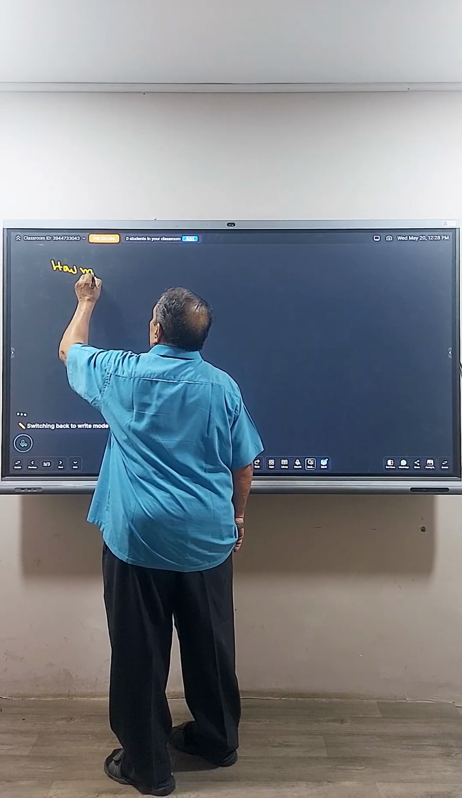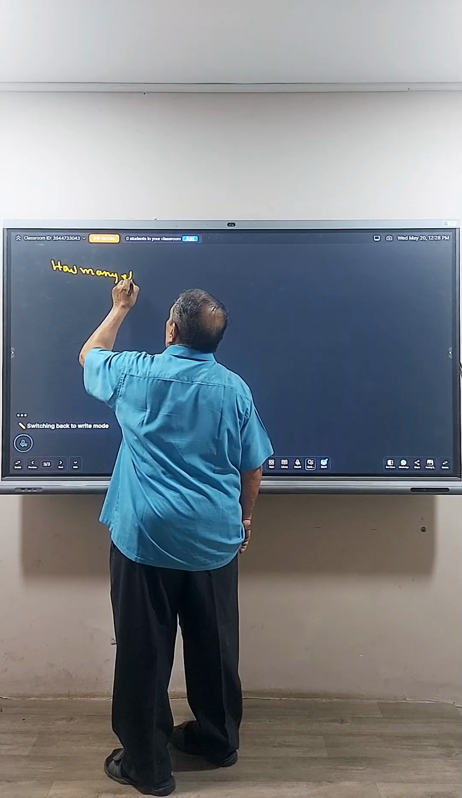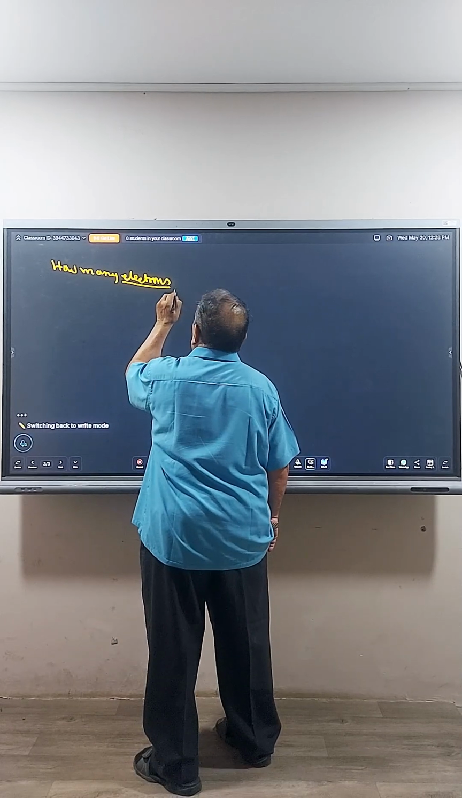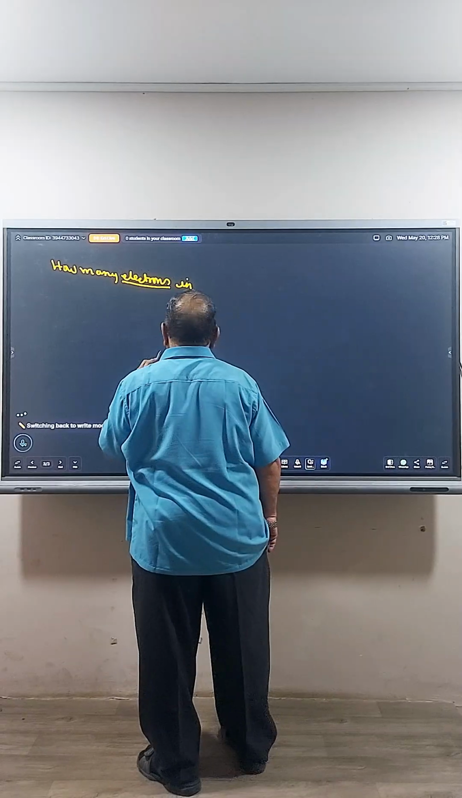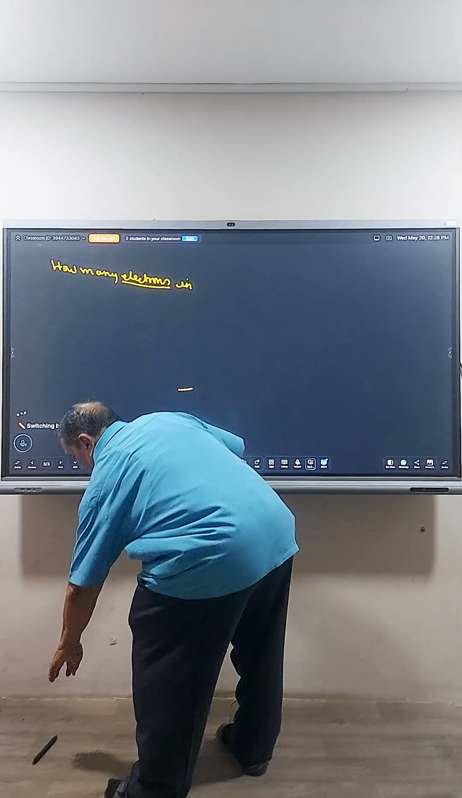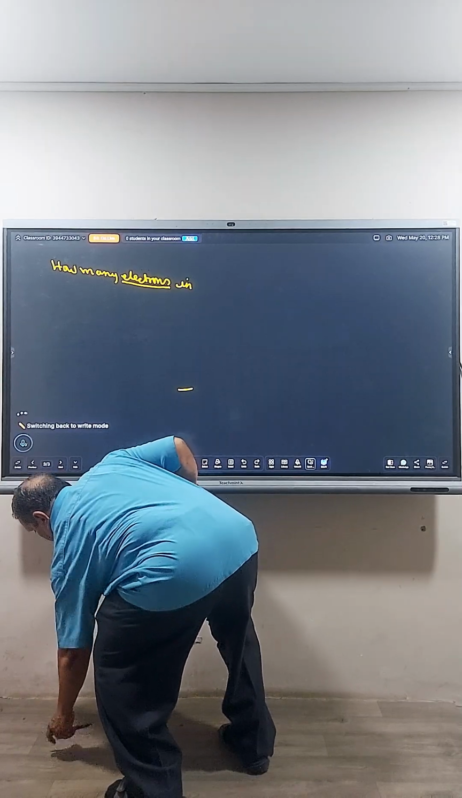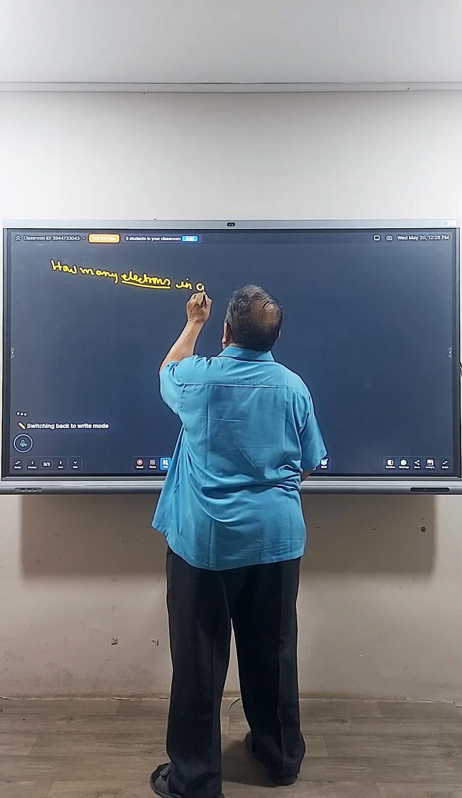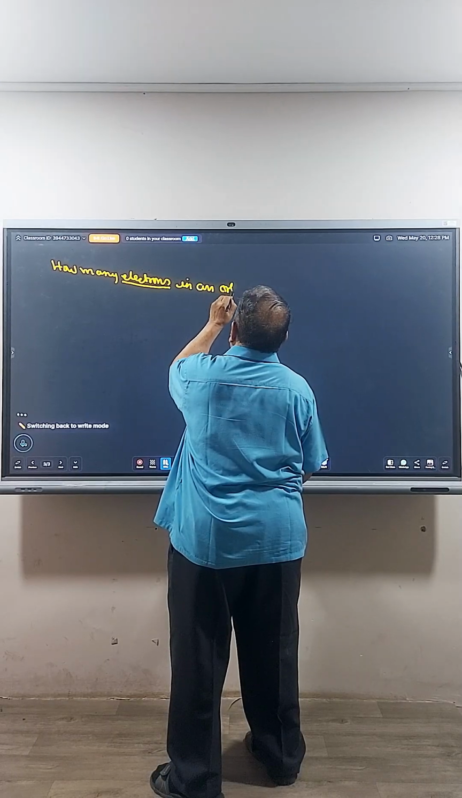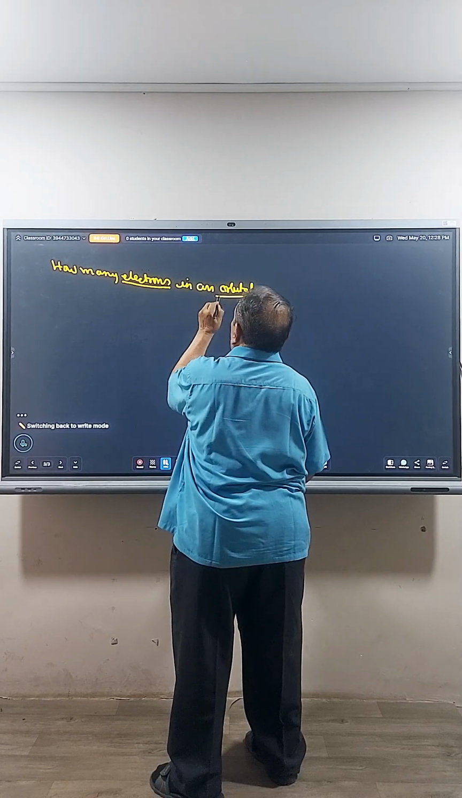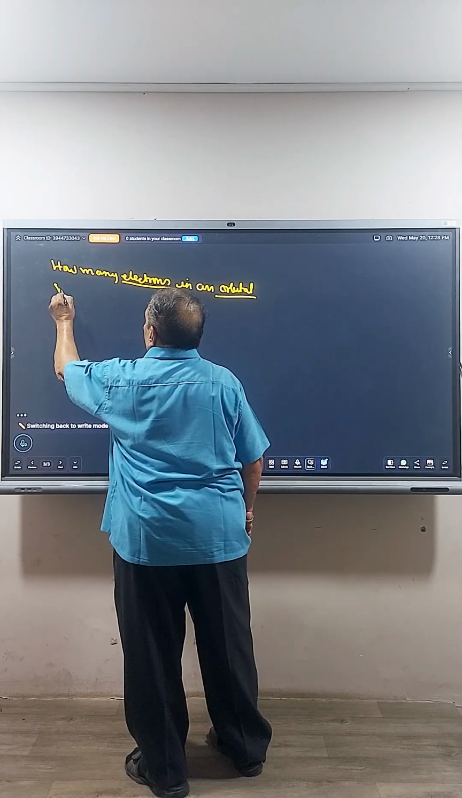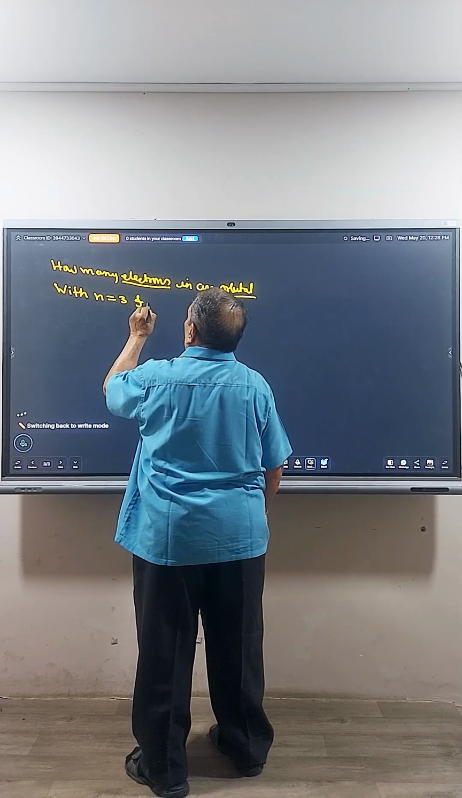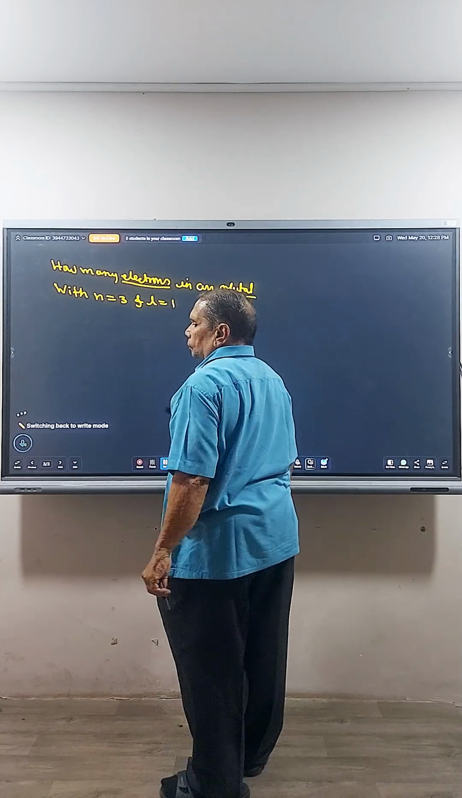how many electrons in an orbital with n equal to 3 and L equal to 1.